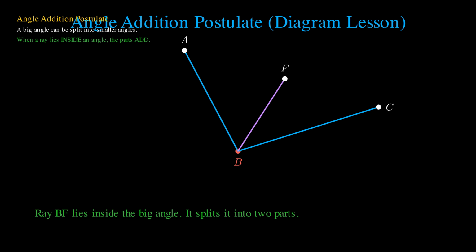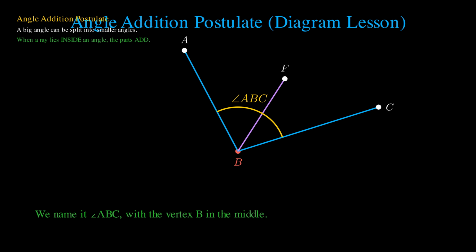Now we draw another ray from point B going toward point F. This new ray lies inside the big angle. And when we place this ray inside, it splits the large angle into two smaller angles. So instead of one big angle, we now have two smaller angles that sit next to each other.